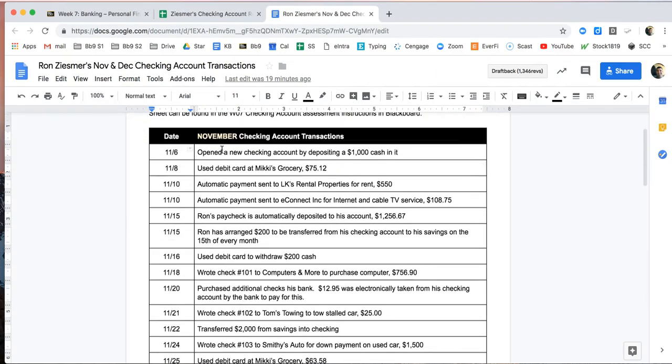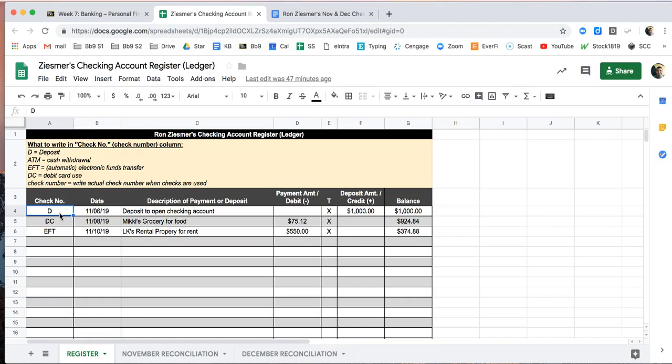You're going to start with the first one, and I already did that for you because I wanted to give you some examples. On November 6th, we opened up a new checking account by depositing $1,000 cash. So I would go in here, check number, it wasn't a check, it was a deposit, so I put a D there, put the date, and then you write the description. This is really a note to yourself. You want to be able to look into your own check register and remember what you paid. So, this was a deposit that I made to initially open up my checking account.